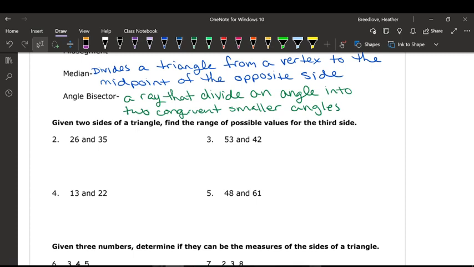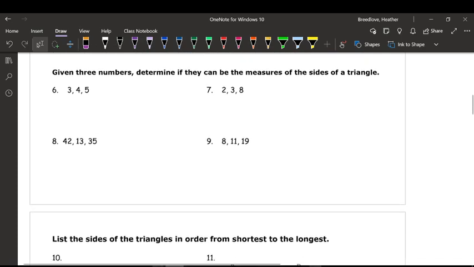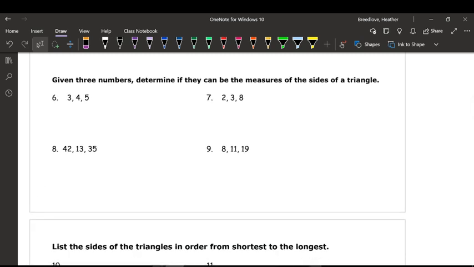Oh, that was this section. Sorry about that. What I just described is for this part. We'll go back up to the other part.